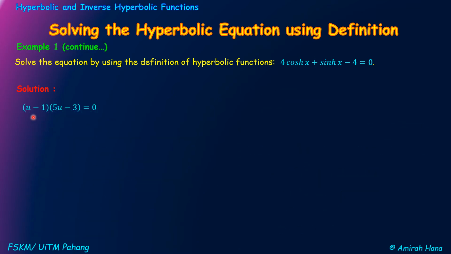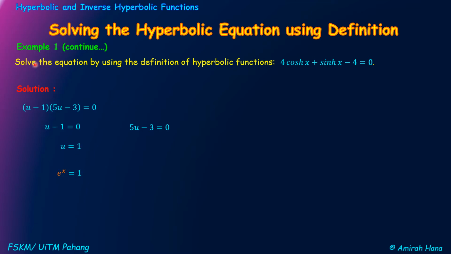Alright, from the previous slide, we get u minus 1 times 5u minus 3 equals 0. After that, we equate each factor to 0. We have u minus 1 equals 0 and 5u minus 3 equals 0. Then we find the value of u. u equals 1. From the previous slide, we have u equals e to the power of x. So we replace u with e to the power of x, which equals 1.